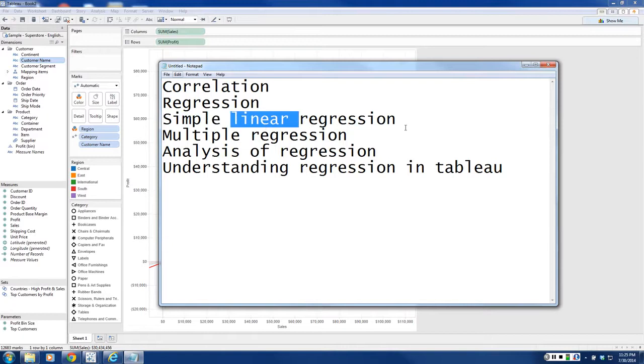Linear means the line is a straight line. Simple means we are using only one independent variable, which is X. That means our line equation for a simple linear regression is y equal to beta 0 plus beta 1 x plus error. And when we talk about multiple regression, we are still going to use only one y, but the equation will read as y equal to beta 0 plus beta 1 x1 plus beta 2 x2 plus beta 3 x3, and so on, and we'll add on error.